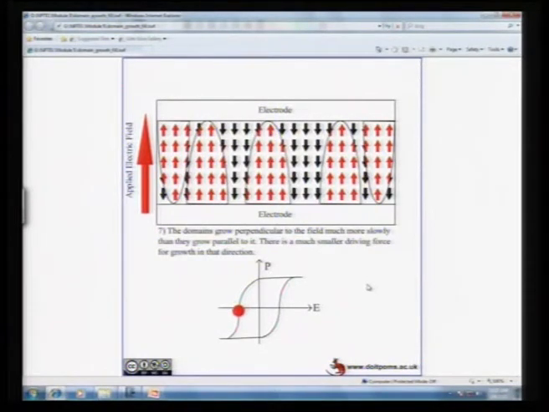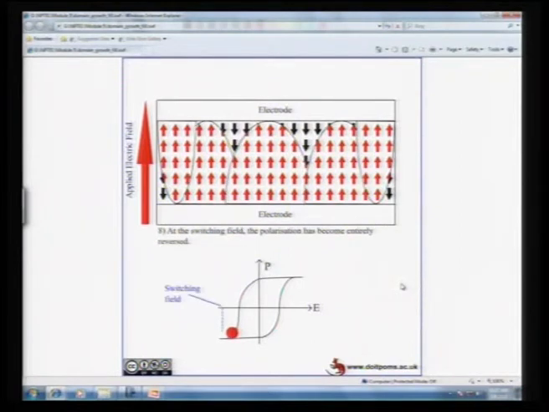When you take this field further stronger in another direction, you go basically all the way to saturation. Here you can see that these red arrows have become stronger and stronger, and the area occupied by black arrows has become smaller and smaller. As a result, when you go to this switching field, which is the field at which saturation occurs, you reach the complete reversal of polarization. This is the minus PS state.